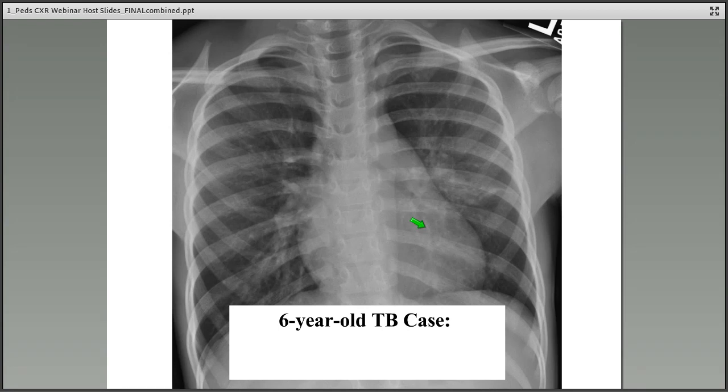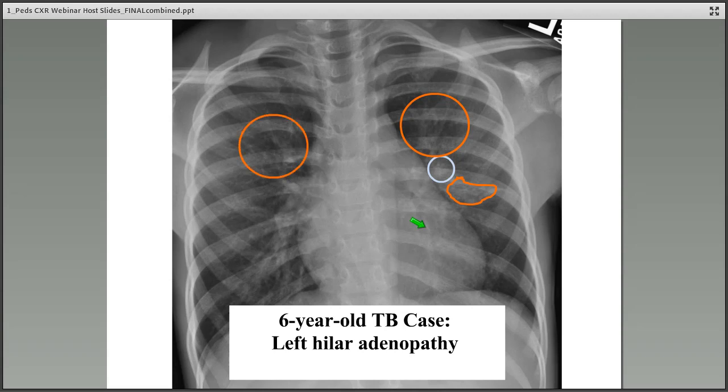This patient is 6 years old, and again, on the right side, you see normal tapering of the right pulmonary artery. However, on the left, you see an increased density in the left hilum, as well as an area of consolidation just lateral to the left hilum. Additionally, you also see a small nodule in the left upper lung, as well as a small nodule in the right upper lung.